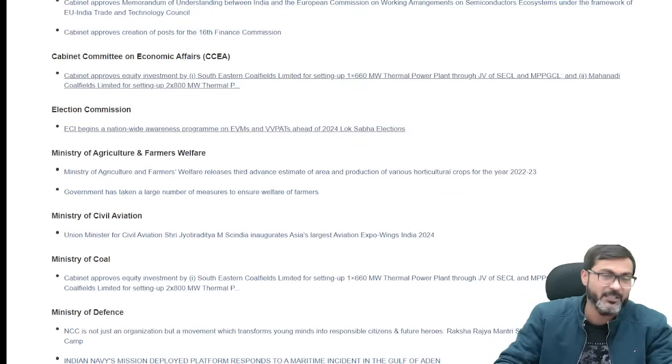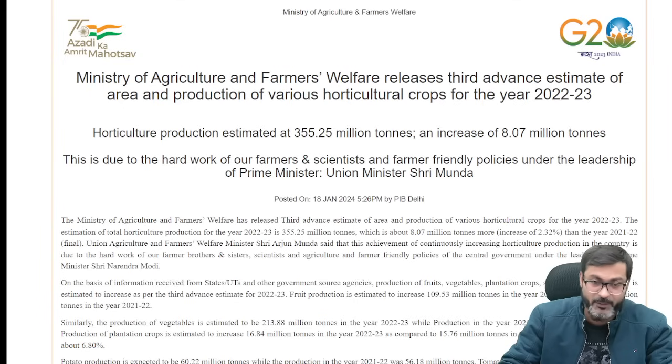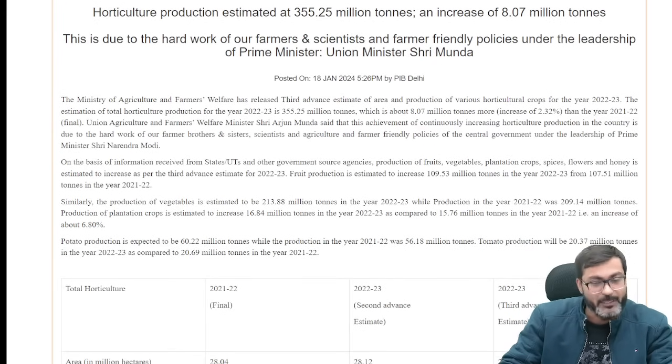You do not need to read the Election Commission item. Yes, Ministry of Agriculture and Farmers Welfare, very, very important. And you can see the news, third advance estimate. You have to open it. Now, this is small, you do not need to read everything word by word.